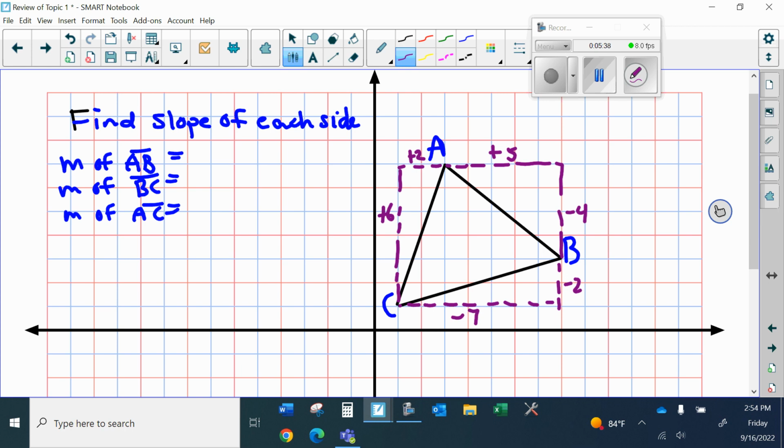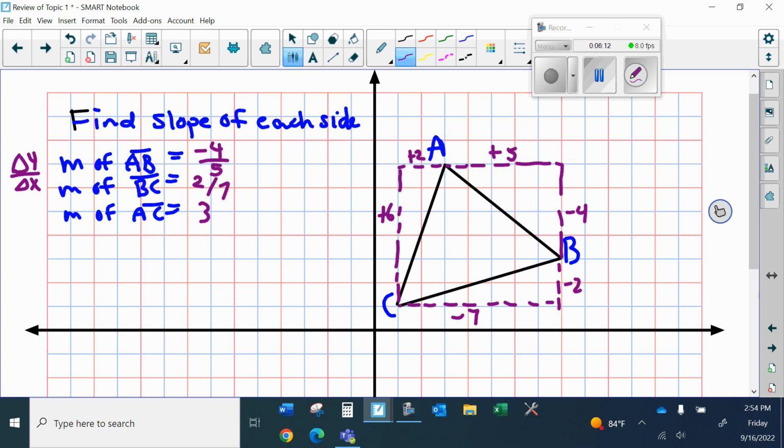Every time, slope is changing y over changing x. From A to B, changing y is negative 4, changing x is 5, and that should make sense. It's a negative slope. For BC, changing y, negative 2 over negative 7 makes it positive 2/7, and that makes sense. It's a positive slope. Slope of AC is 6 over 2, which is 3, and that's a positive slope. That makes sense.